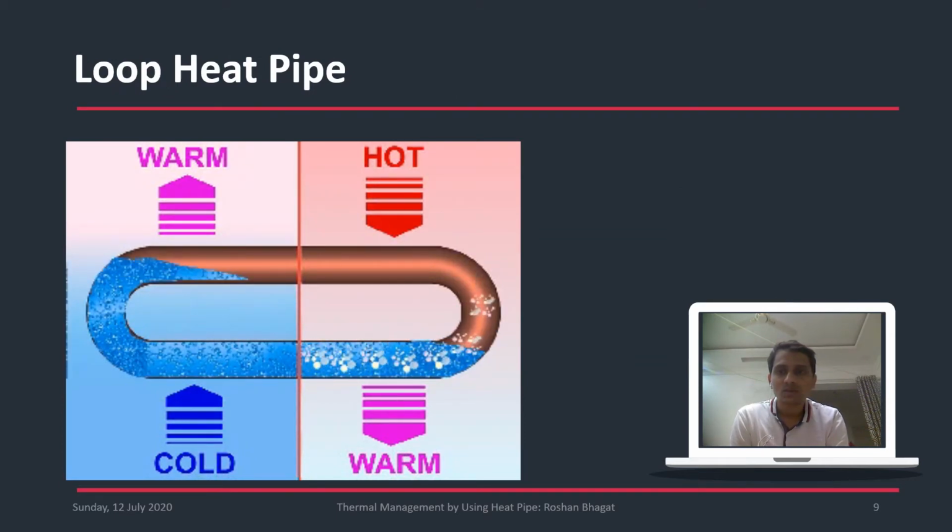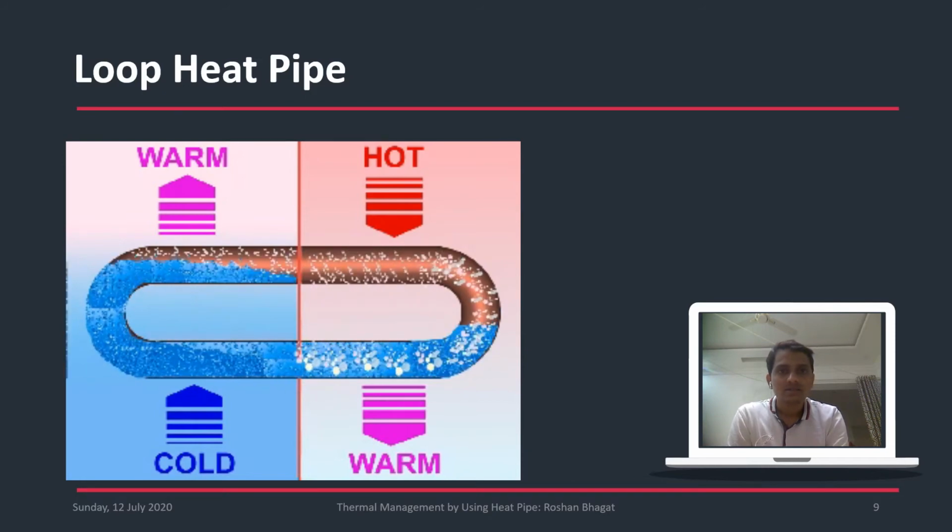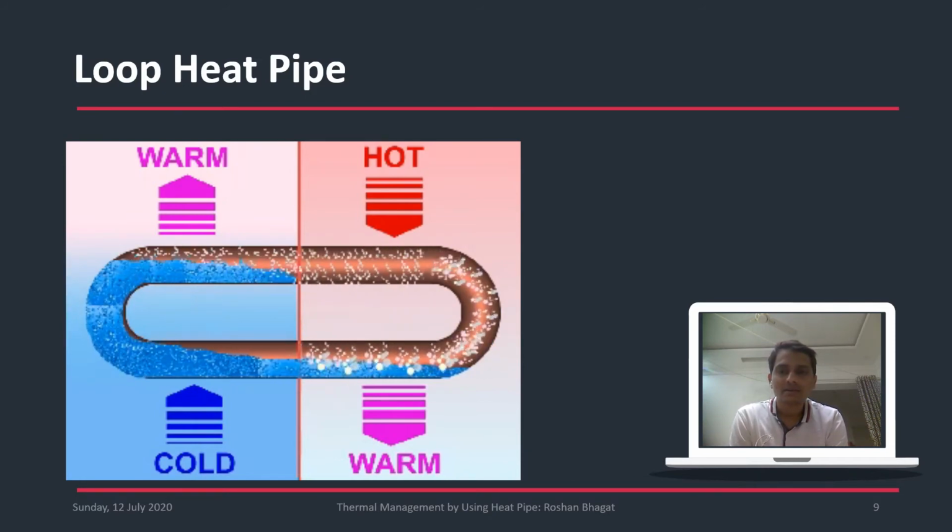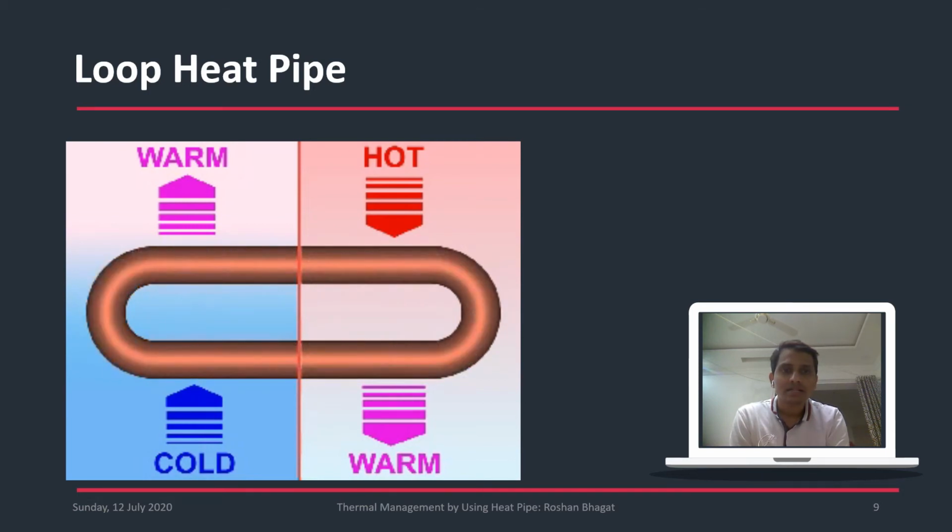Then again, it is a loop heat pipe. A loop heat pipe is generally considered for a heat pipe whose ends are closed. In that case it will be called a loop heat pipe. So this is an example where heat is absorbed and heat is rejected. We say two working fluids are coming in contact, so a heat exchange process is actually taking place. This is an example of one of the loop heat pipes.